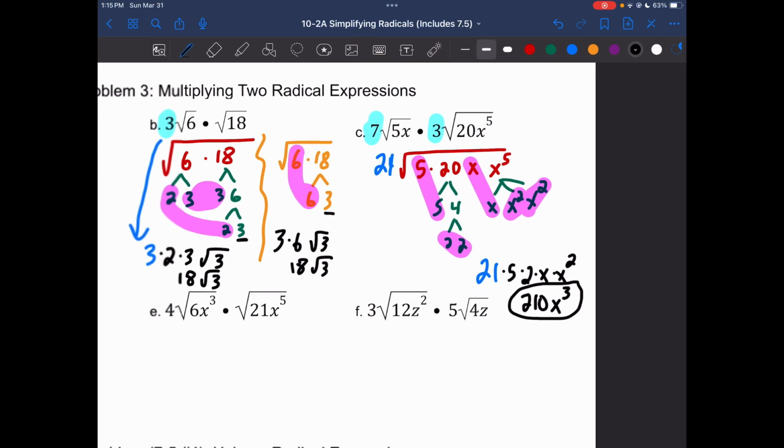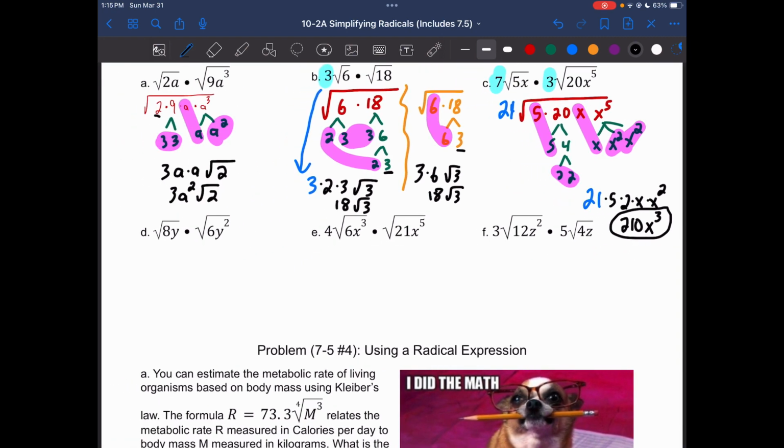Now, I want you to do letters D, E, and F on your own, and then come back and check it. Make sure you're paying attention to the fact that on letter E, you have a 4 on the outside, and letter F, you have a 3 and a 5 on the outside. You're going to have to make sure you keep track of those.